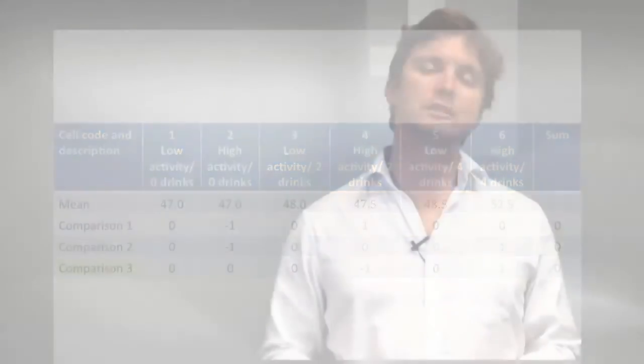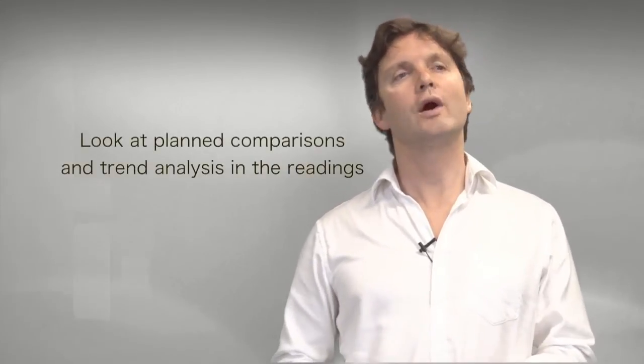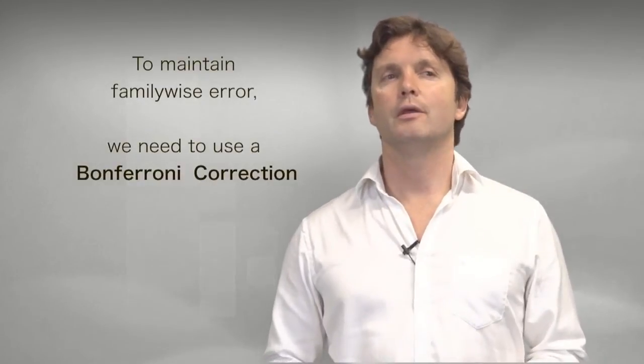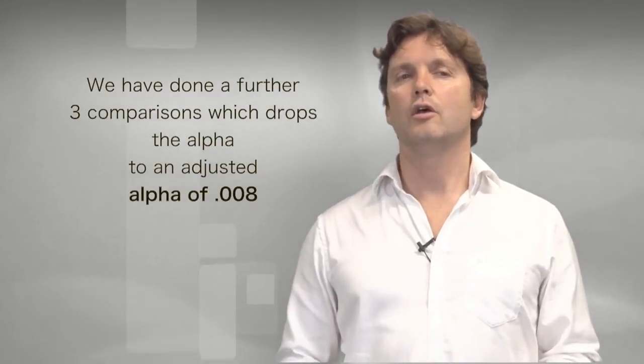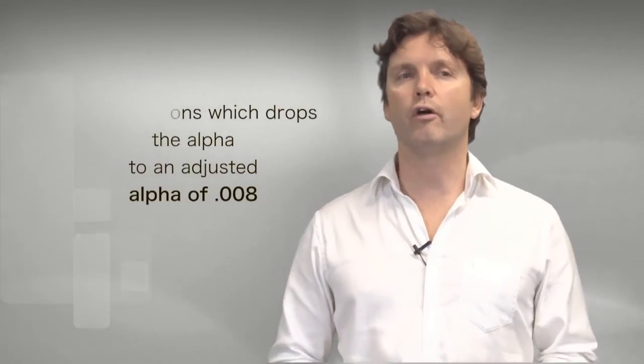Note that the coefficients must always sum to 0. They won't make sense otherwise. Also have a look at the planned comparisons and trend analysis in your readings, in addition to understanding orthogonal comparisons. The comparisons that we have done here are not orthogonal. Again, if we want to strictly maintain family-wise error, then we want to use a Bonferroni correction. If you remember, we were already using 0.025 for the simple effects. Now we've done a further 3 comparisons, which drops the alpha to an adjusted alpha level of 0.008, which is 0.025 divided by the number of tests we're doing, which in this case is 3.